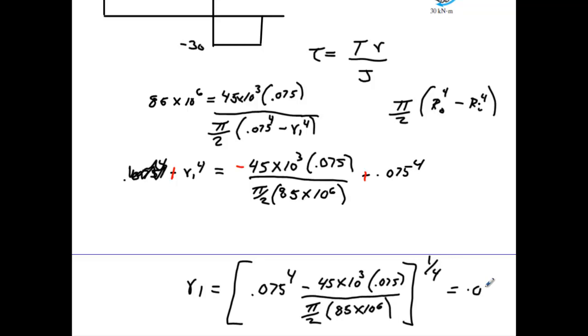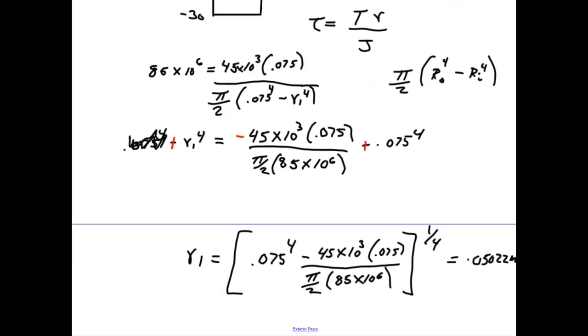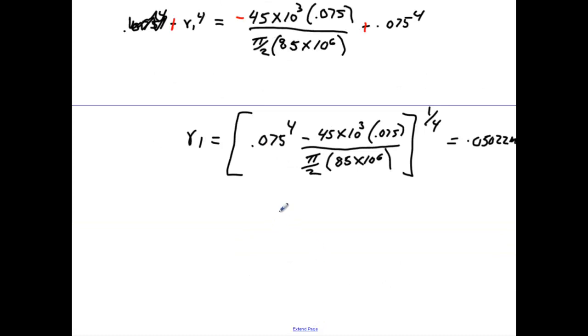Let me think what that number was. That was 0.05022 meters. So that's the same thing as 50.22 millimeters. Again, that's your inner radius. So all you have to do to find the thickness is take your outer radius, which was 75, subtract 50.22, and you're left with a value of approximately 25 millimeters.